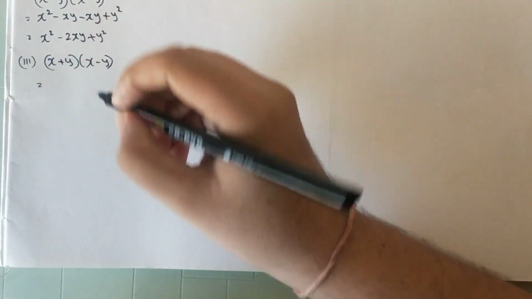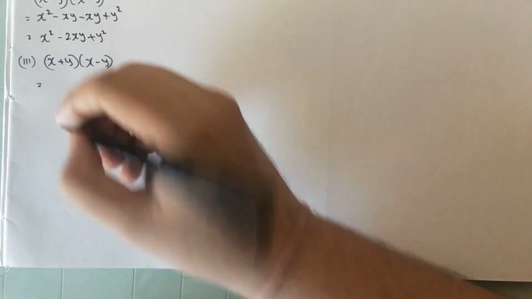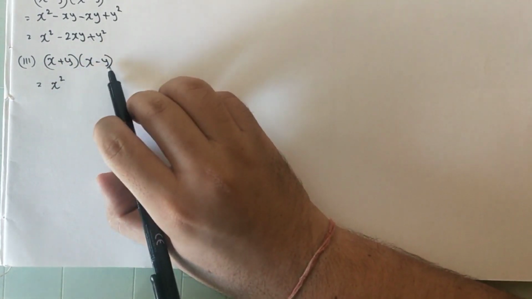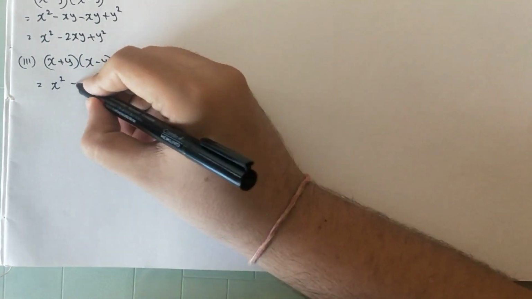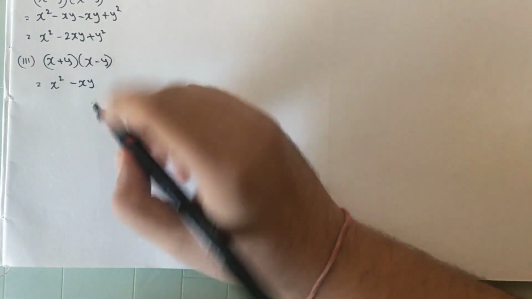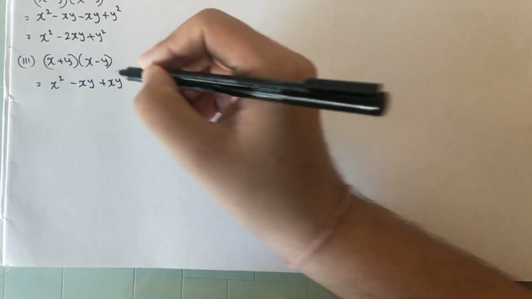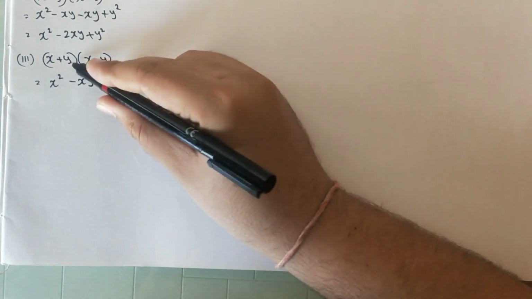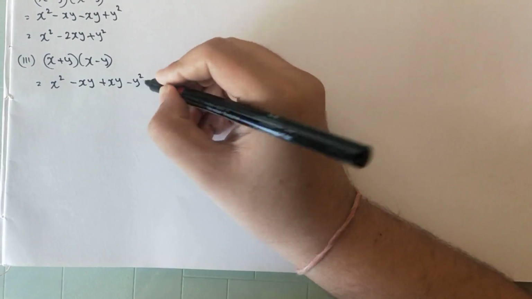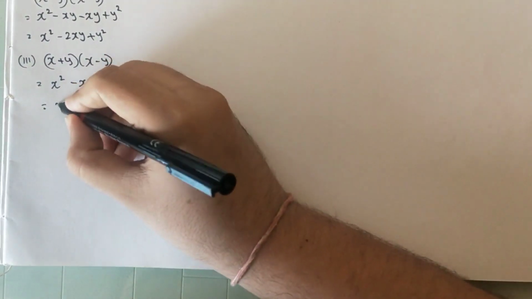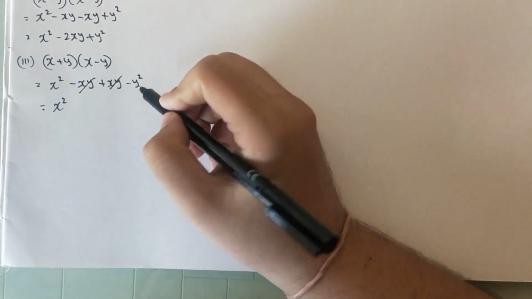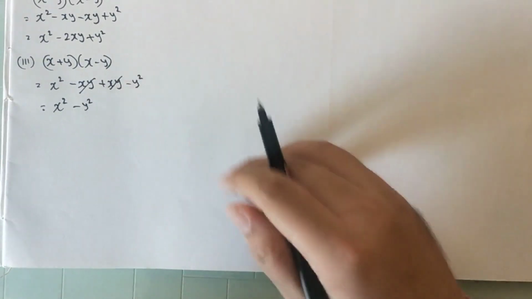So let us see what will happen. The first term will get multiplied by the first term, that is x into x is x square. The first term will get multiplied with the second term. X into minus y will be minus xy. Y and x both are positive and they are getting multiplied, so plus xy. This positive y into negative y is minus y square. So this would be x square, and this minus xy and plus xy cancel, leaving minus y square.